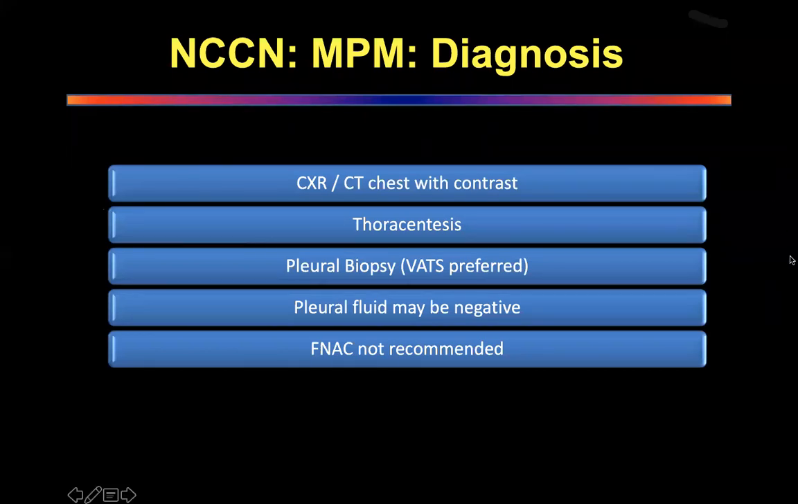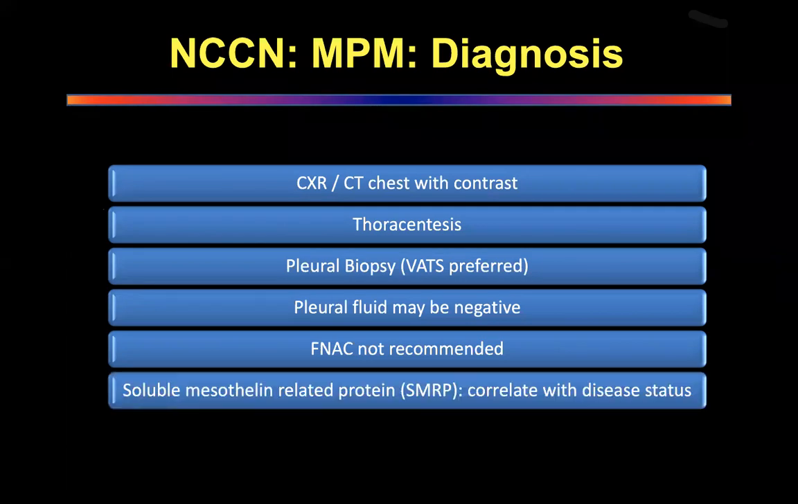FNAC is not recommended. Okay, FNAC is not the way to go. You actually have to do a VATS pleural biopsy. And one of the biomarkers which the NCCN guideline clearly states is soluble mesothelin related protein, SMRP. And this protein correlates with the disease status. And so nowadays, increasingly, they're starting to use SMRP as a biomarker for mesothelioma. And I'll talk about biomarkers in a second.